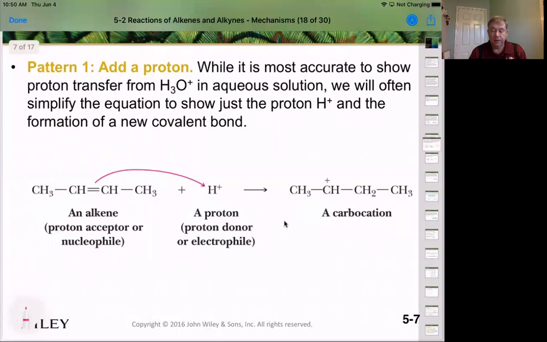Okay, so when we add this proton, the most accurate way to show the transfer is that the electrons are moving to grab a hold of the proton to generate our new sigma bond on this carbon here, generating our species. So the electrons from the alkene are reaching out to grab the proton to give us our new covalent bond.